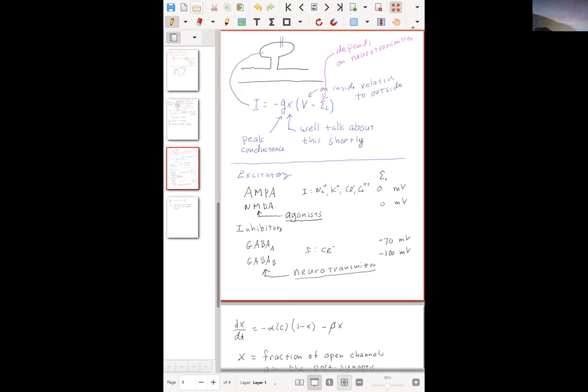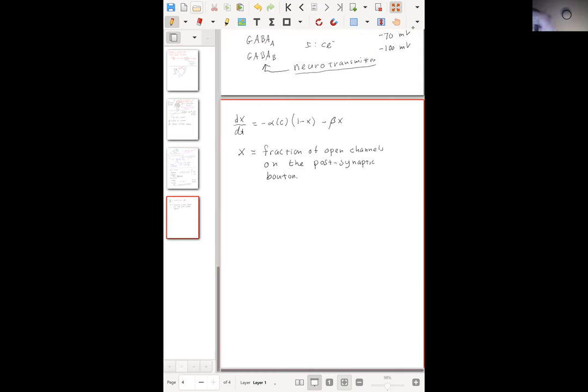Okay, so when I drew this channel, I drew one of them. In fact, what really happens, of course, is we have lots and lots of channels, very small channels. The neurotransmitter arrives, some fraction open, and that's determined by X. So X is the fraction of open ones. And C equals the concentration of neurotransmitter.